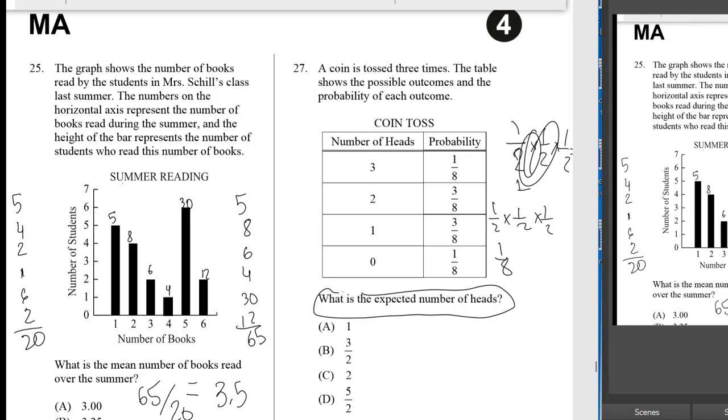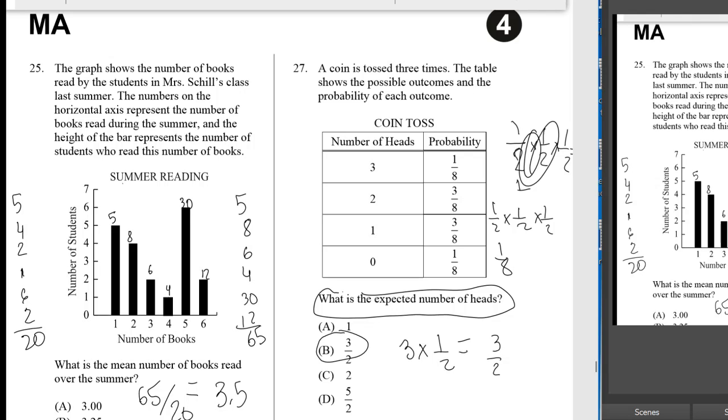Well, you're expected to get heads half the time, right? If you're going to flip a coin 3 times, you're expected to get heads half the time. Well, what's half of 3? Half of 3 is just 3/2. So the expected number of heads is 3 halves.